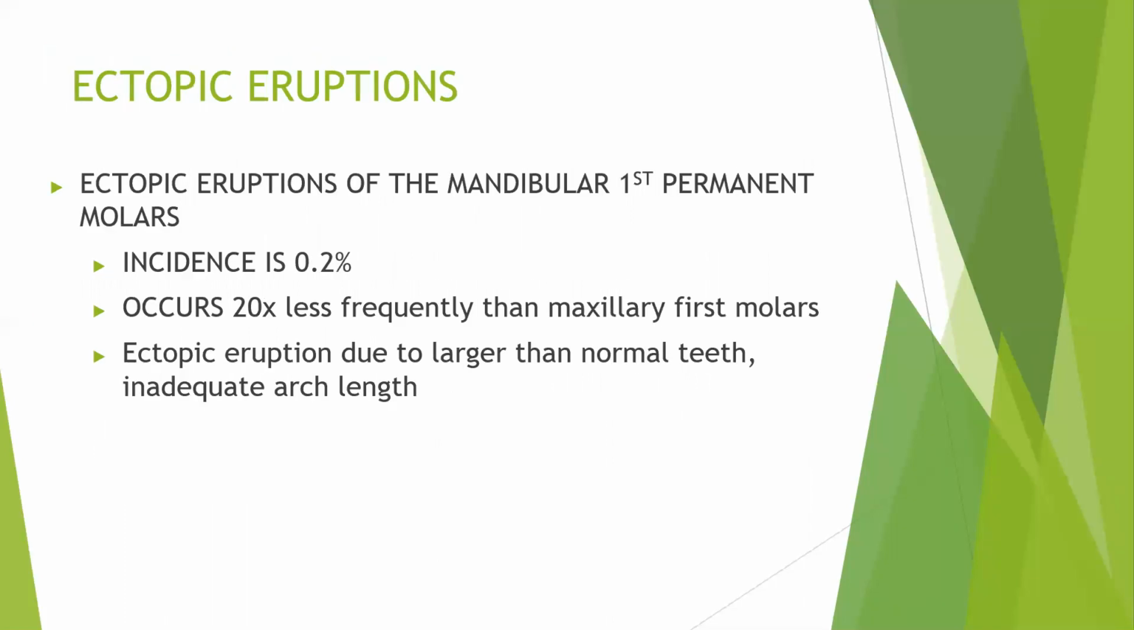Ectopic eruptions of the mandibular first permanent molars, the incidence is 0.2%. It occurs 20 times less frequently than with the maxillary first molars. And ectopic eruption is due to larger than normal teeth and inadequate arch length. And again, this is more commonly seen in the maxillary first molars.